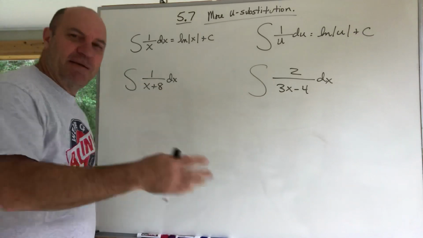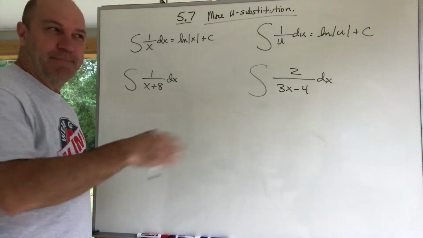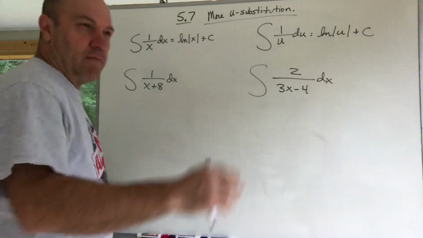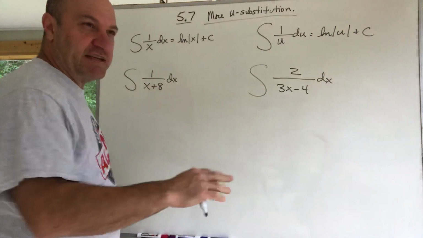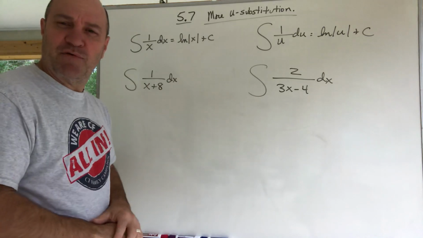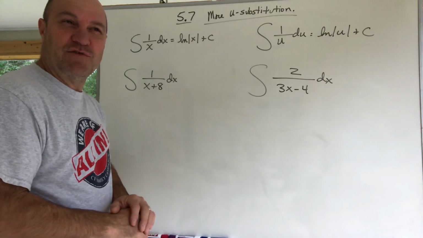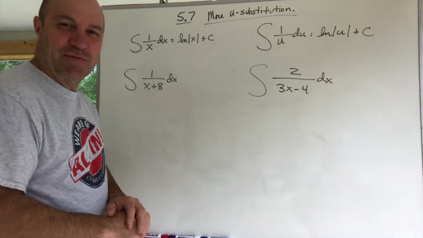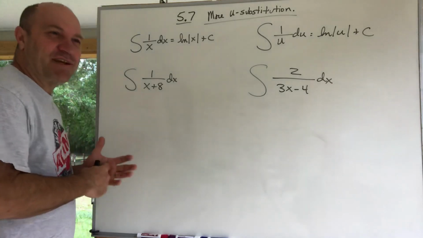Now, by the way, we skipped section 5.6. Our book's a little funny. 5.6 is an interesting topic about limits. It's kind of misplaced in between here. So we usually do that section up in Cal 2. You don't need an explanation of that.